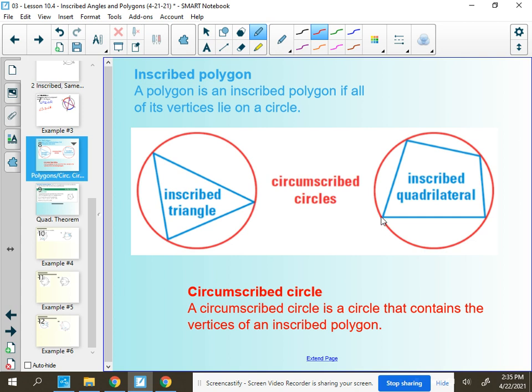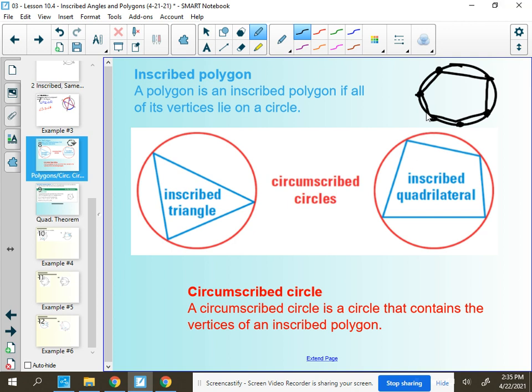You could do this with any figure. We've got a quadrilateral here, 4 vertices. Really, all you have to do is draw a circle, and whatever kind of polygon you want to put in there, draw that many vertices. 1, 2, 3, 4, 5, 6. Connect them all, in order. There we go. I've got an inscribed hexagon.